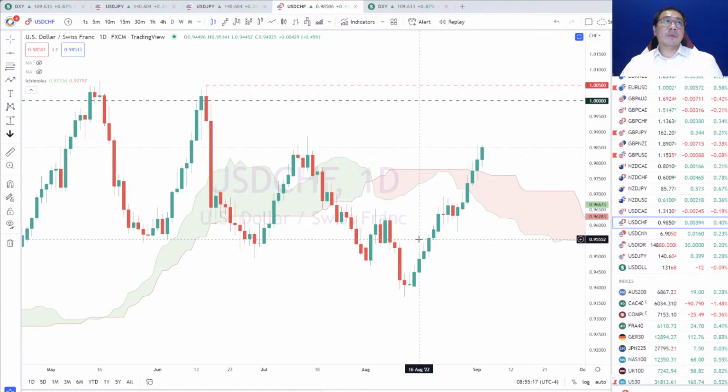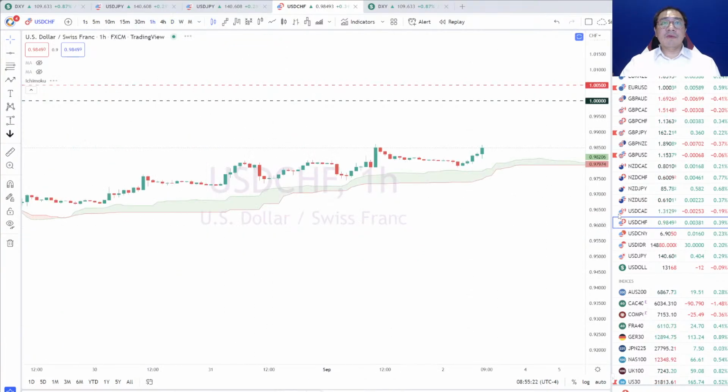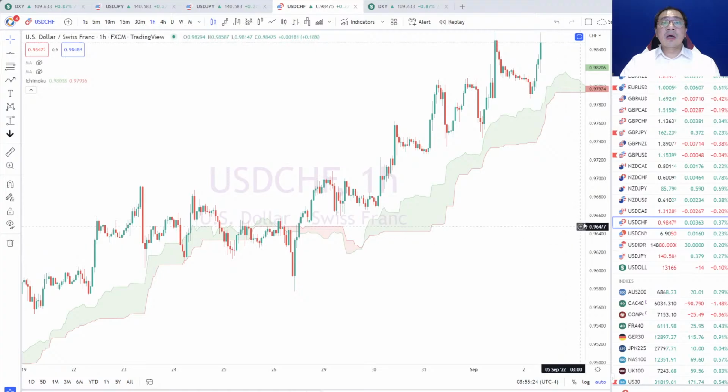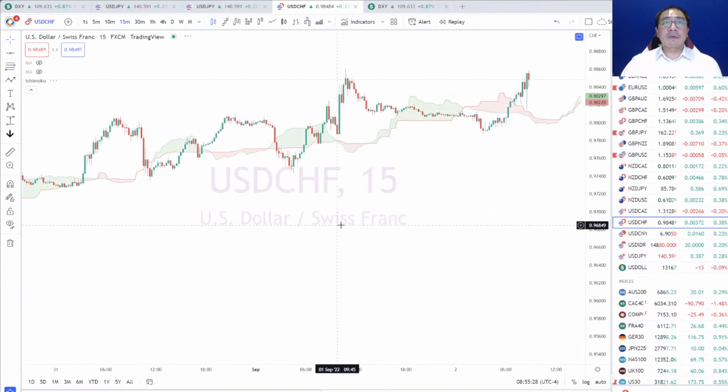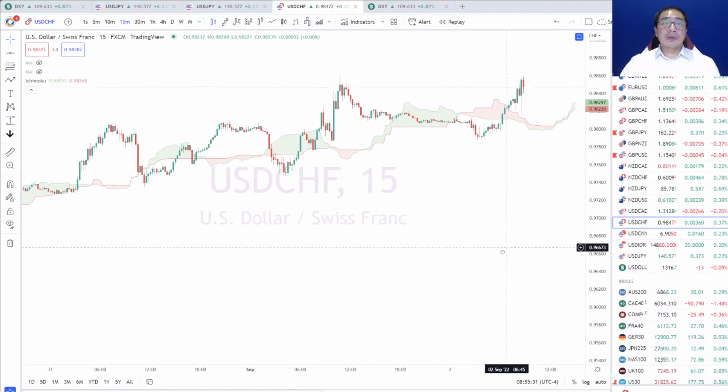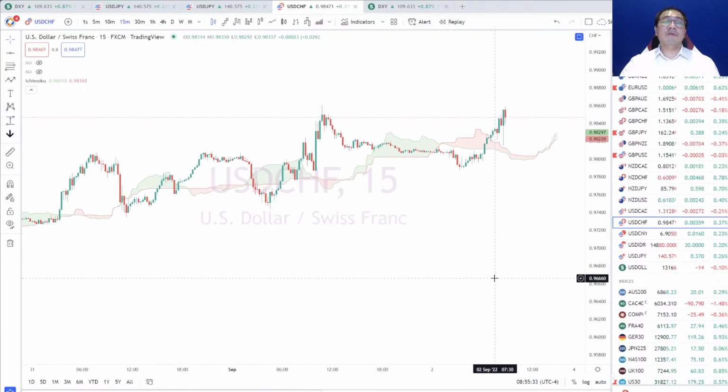So we are above the Ichimoku cloud. That's on the daily time frame. What about the trend on the hourly time frame? Does it hold any significance? Yes, the hourly time frame is also above the Ichimoku cloud. Okay, so what if I'm trading on the 15 minutes? Can I use it? Yes, you can also use that on the 15-minute time frame. We are above the Ichimoku cloud.